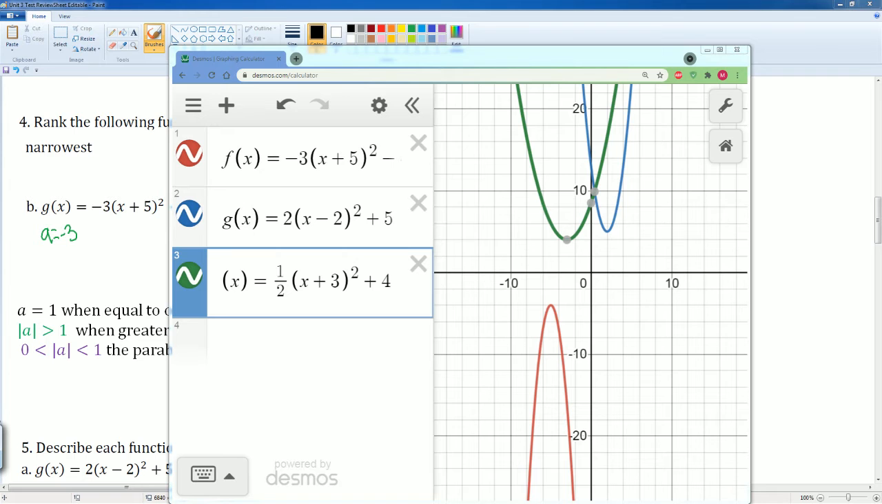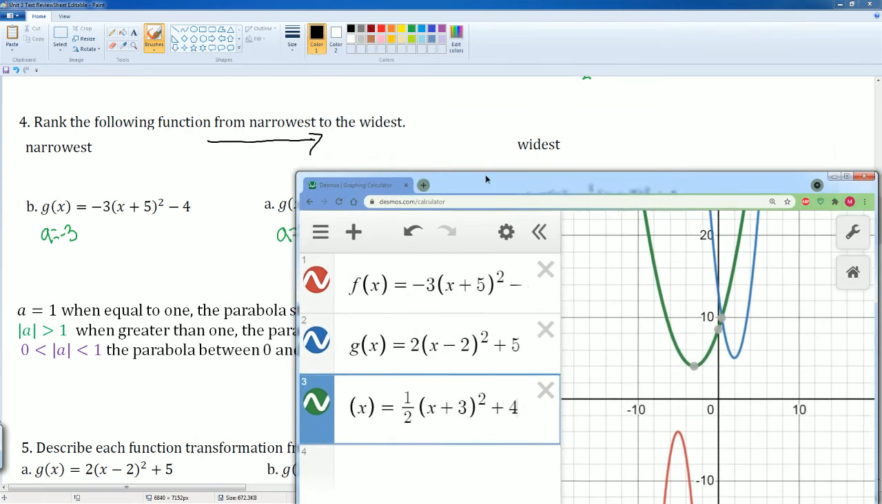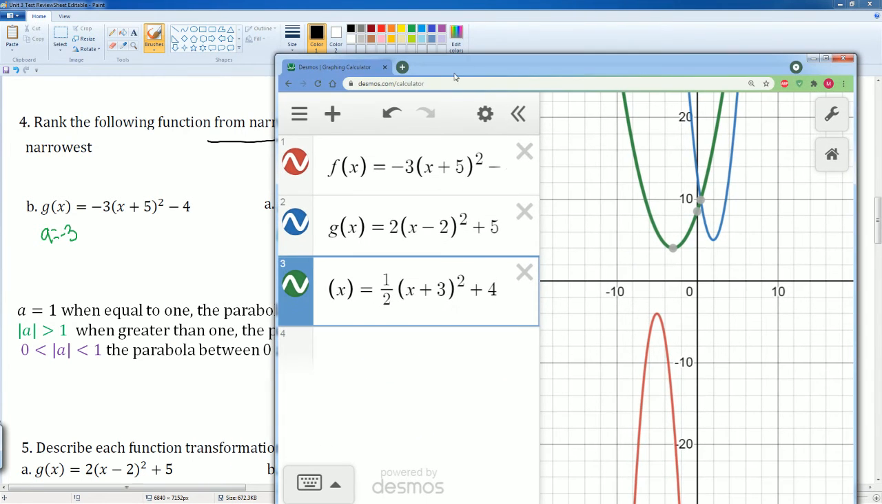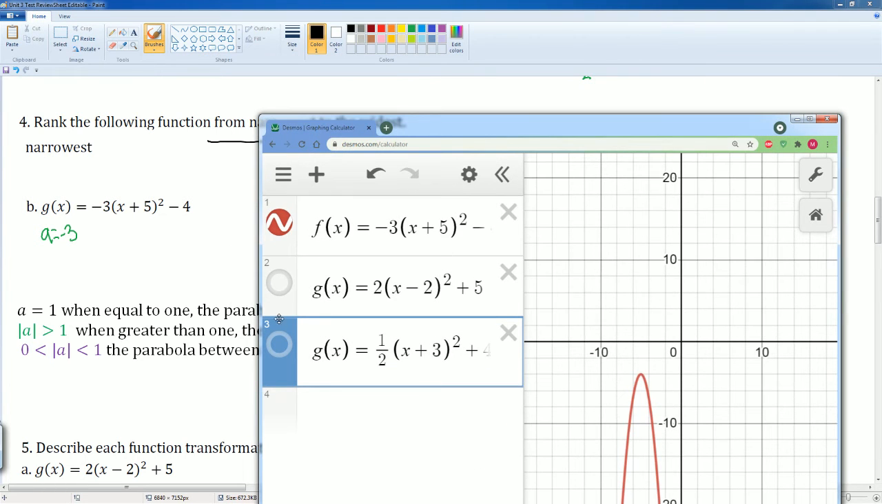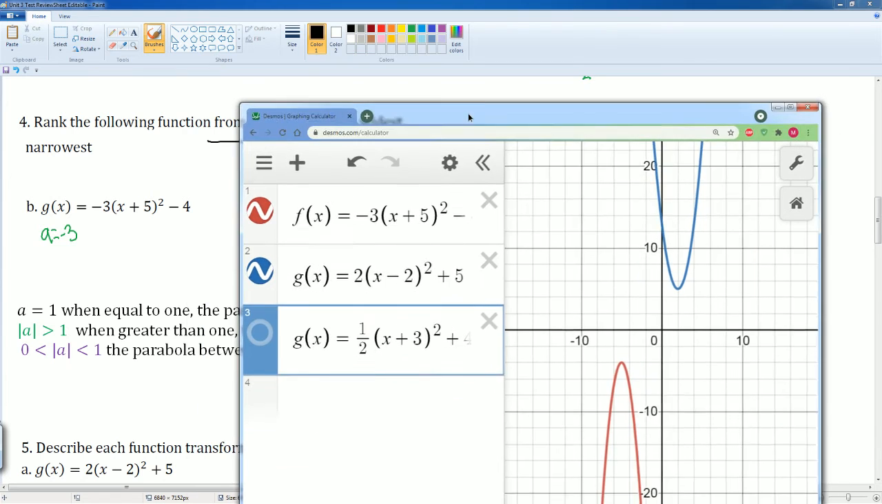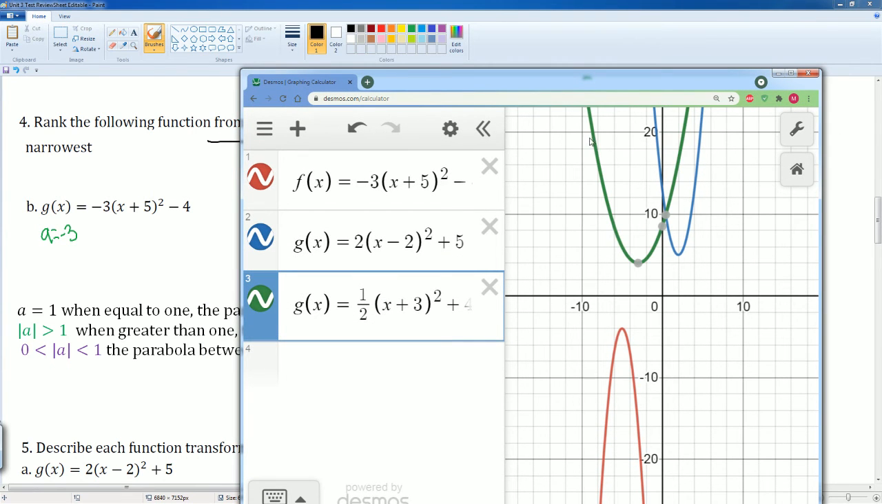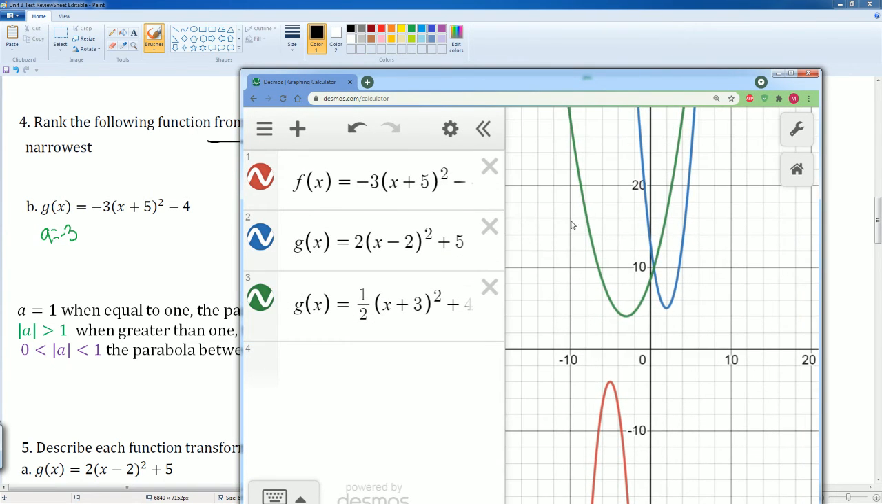Hang on. Here I graph all 3. The first one, which is in red, is the narrowest. Then we have the second one, a little bit wider. Then we have the widest, which is the last one. You see how big that green is, right? And that all, again, depends on this value in front.